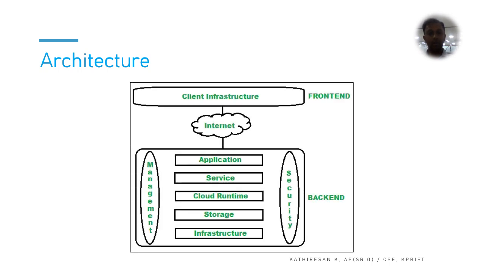So next we'll see the architecture. This diagram shows the architecture of cloud, which, as I said, consists of two components, the front end and back end. Each end has some different components. In the front end, we have client infrastructure, and in the back end, we have application, service, cloud runtime, storage, infrastructure, management, and security. Both connect via the internet only. Let me look deeper with an example.